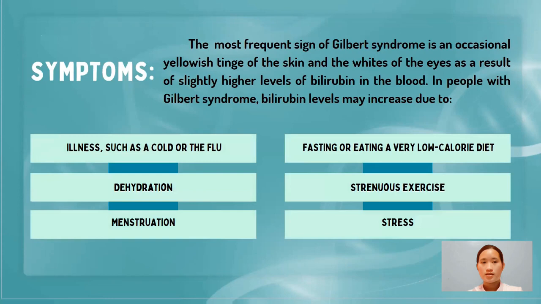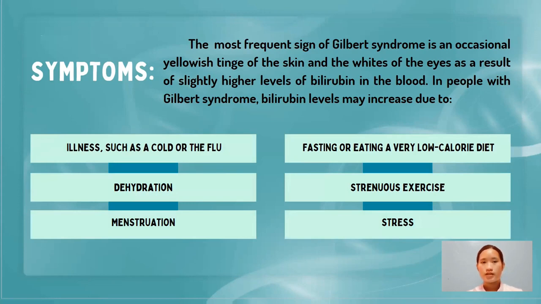Symptoms. The most common sign of alcoholic hepatitis is yellowing of the skin and whites of the eyes. Other signs and symptoms include abdominal tenderness, loss of appetite, nausea and vomiting, fever often low grade, fatigue and weakness.